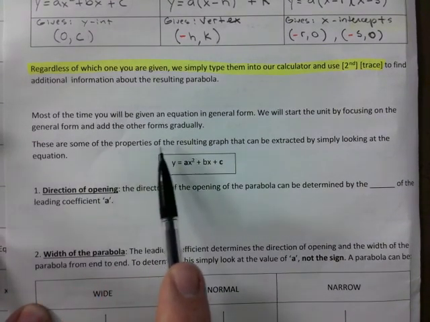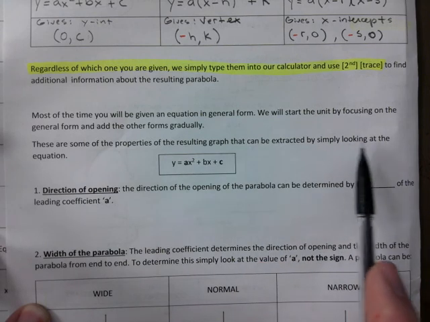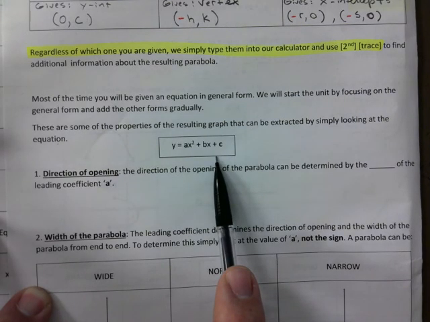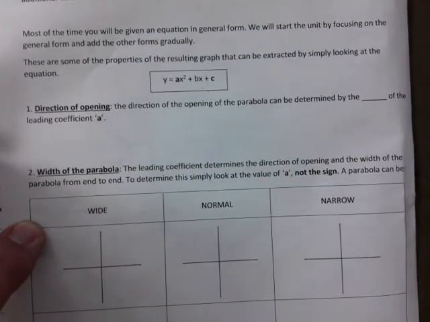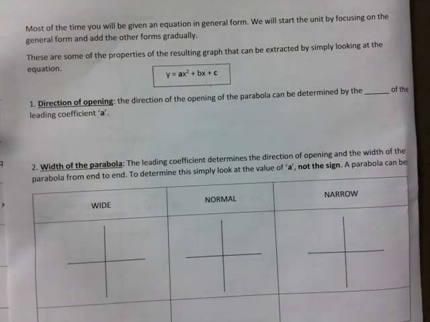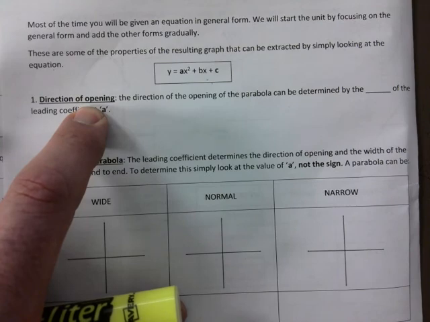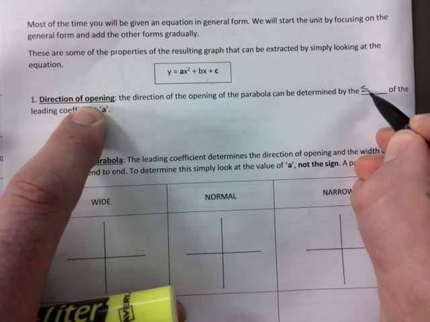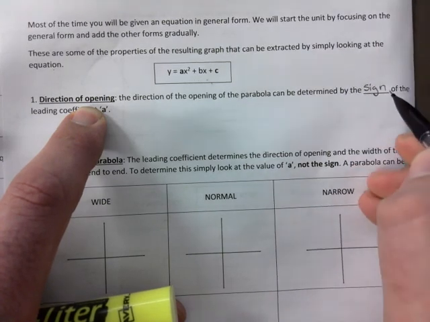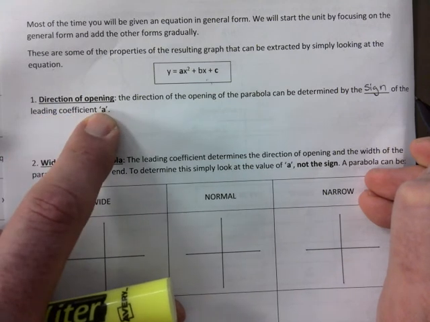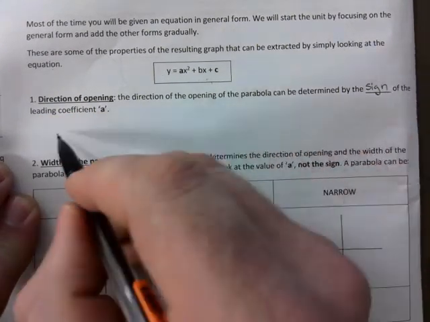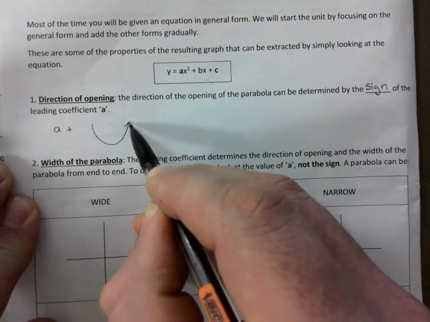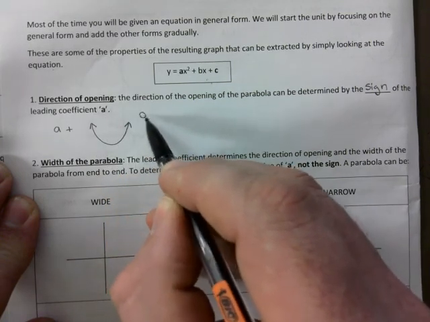There are some properties of the resulting graph that can be extracted by simply looking at the equation. So if you're given the general form that looks like this, there are a couple things you can tell right away just by looking at it. Okay? The direction of the opening, for example. The direction of the opening of the parabola can be determined by the sign of the leading coefficient, a, right? So if a is positive, the parabola will be opening upwards. You know that, right? Opens up.